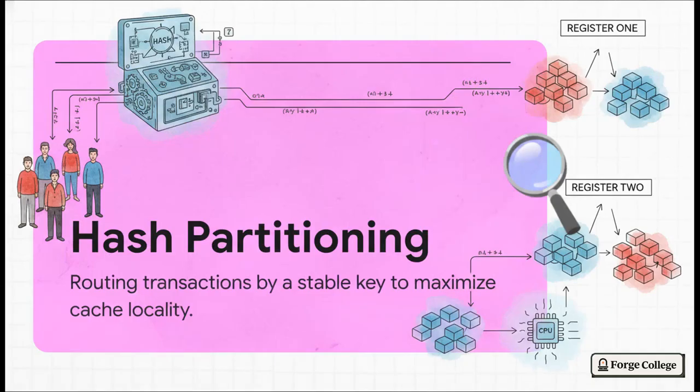Next up, we have hash-based partitioning. What's really fascinating here is how it routes transactions by a stable key to maximize cache locality. To stick with our grocery store analogy, it's kind of like sending everyone wearing an orange shirt to register 1 and everyone in a green shirt to register 2. By computing a stable integer from a transaction key, like, say, an account address modulo the number of queues, we keep similar tasks grouped together deterministically. This is brilliant. Why? Because it makes fetching data so much faster for the CPU, since related data is already warmed up in the cache.